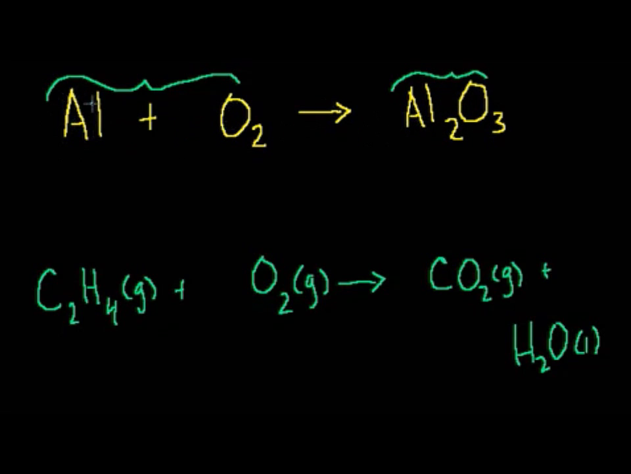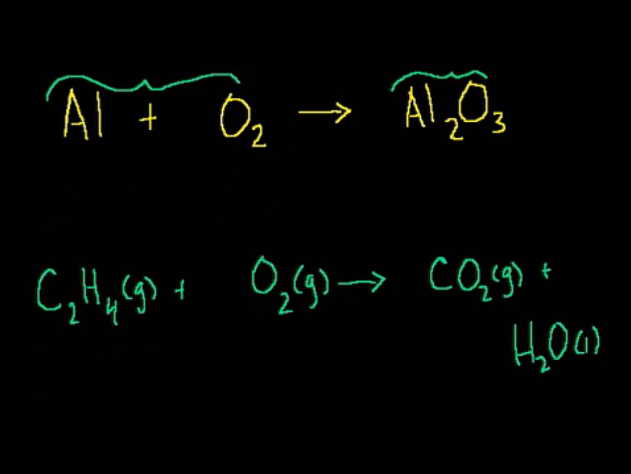On this side I have one aluminum. On this side I have two aluminums. And then I have a different number of oxygens. On this side I have two oxygens. And on that side I have three oxygens. So balancing equations is all about fixing that problem. So I have the same number of aluminum on both sides of the equation and the same number of oxygens on both sides. So let's try to do that.